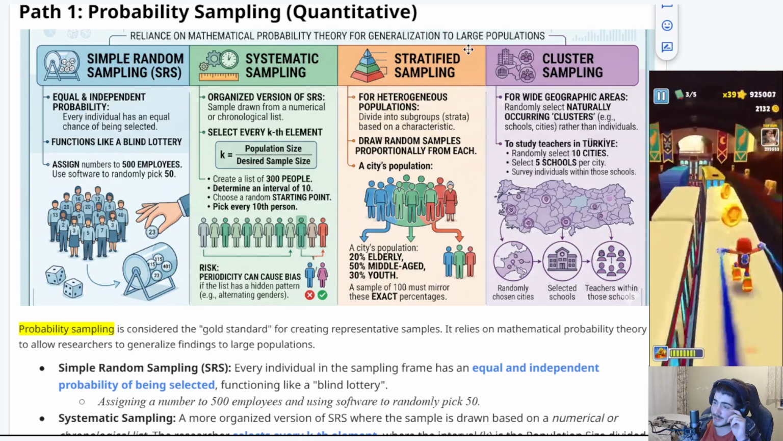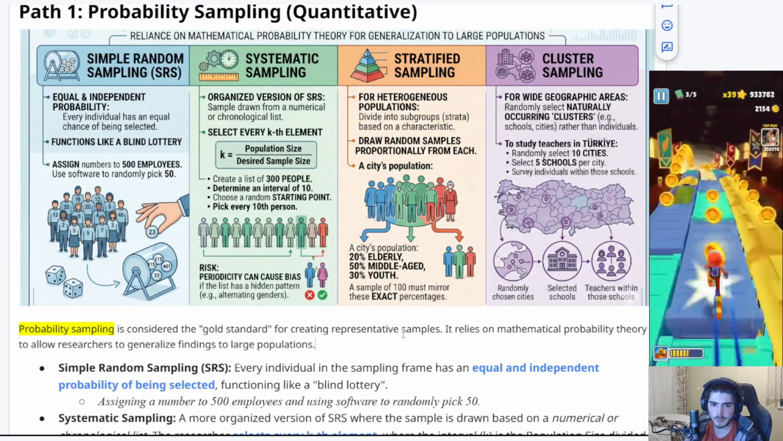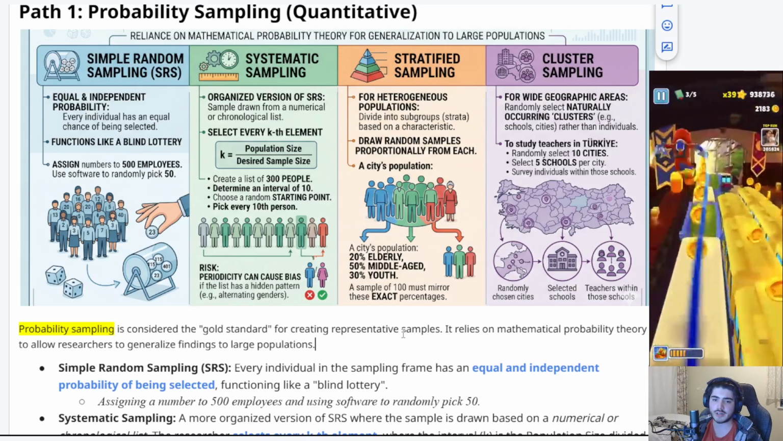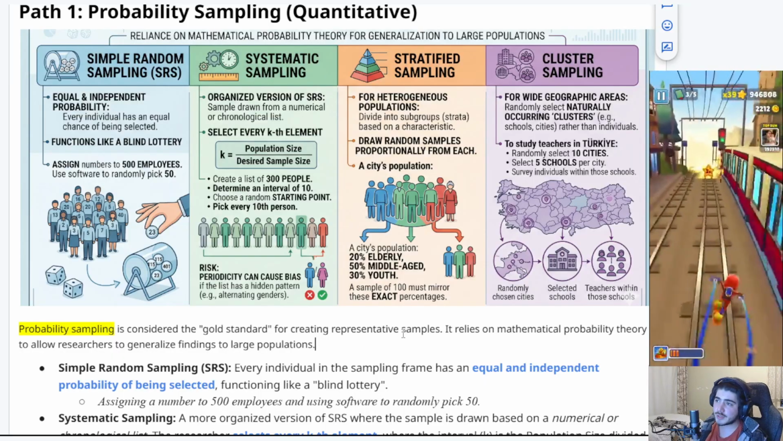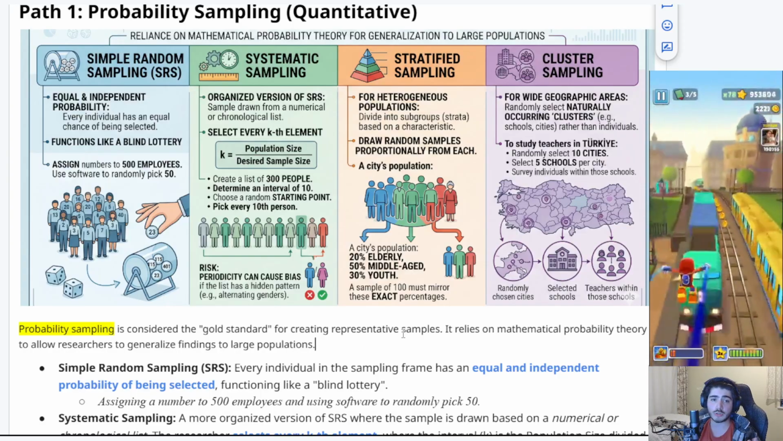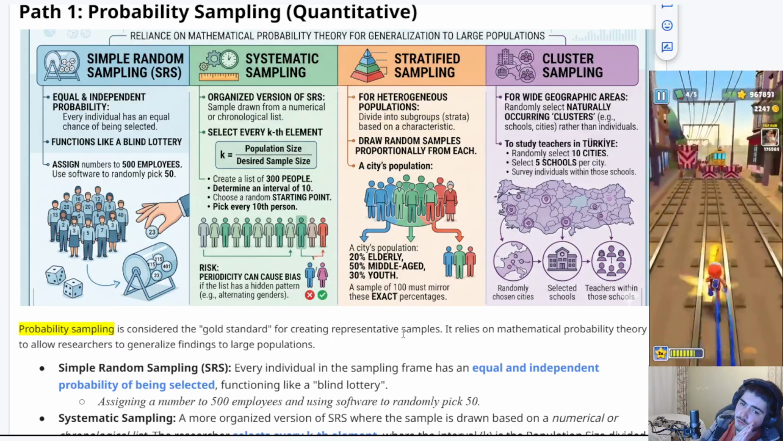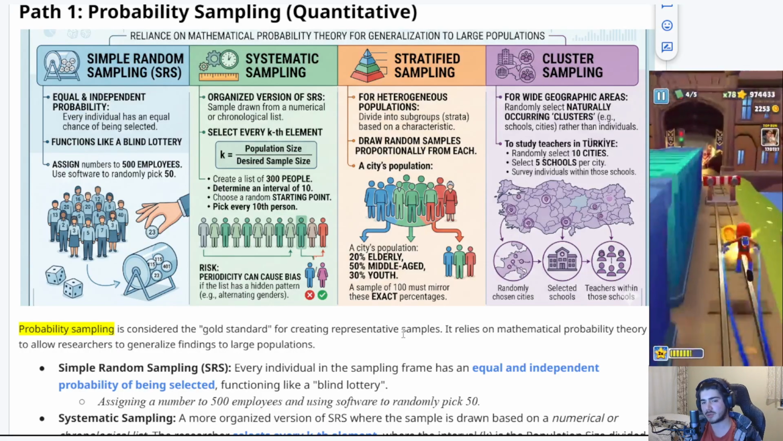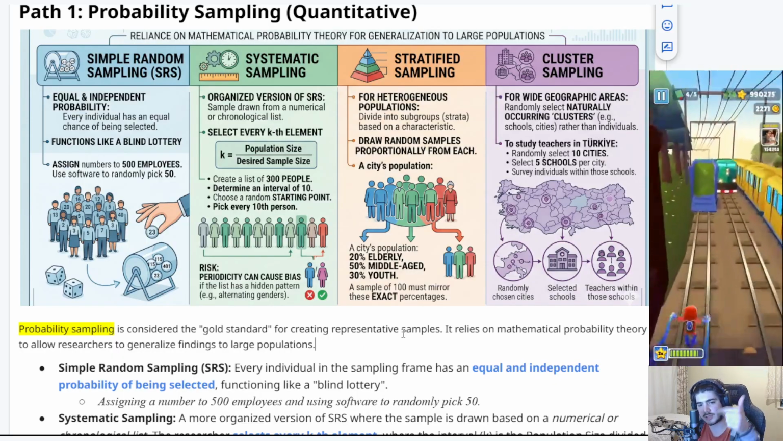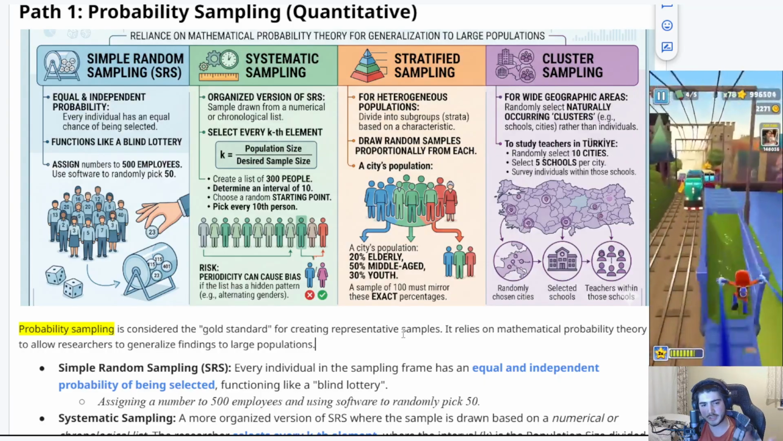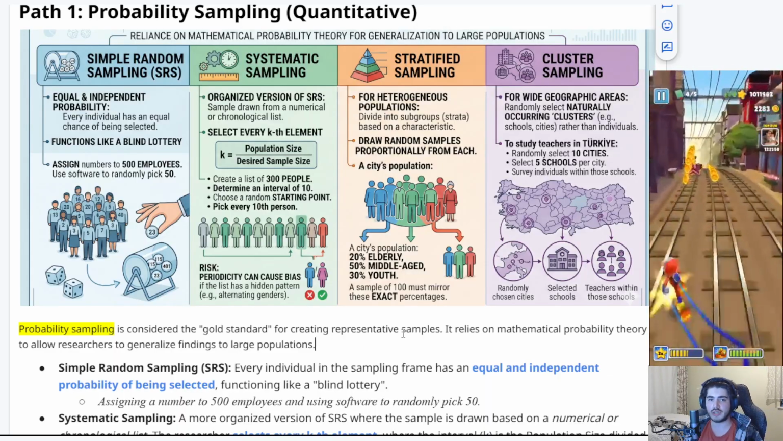There's also stratified sampling. It's more for heterogeneous populations. What are heterogeneous populations? It's populations that are diversified, so they're not homogeneous. So you divide them into subgroups, which we call strata, based on a characteristic. For example, you want to make a study on staff within a hospital. Okay? So you divide people based on their profession: nurses, doctors, supply people, etc. And then you pick random samples proportionally from each.